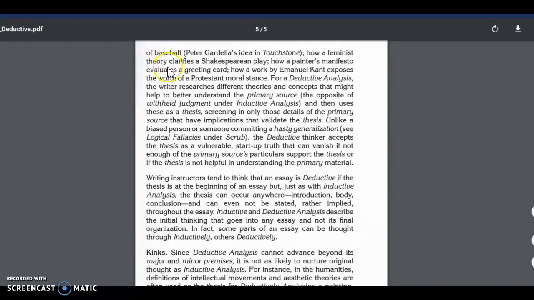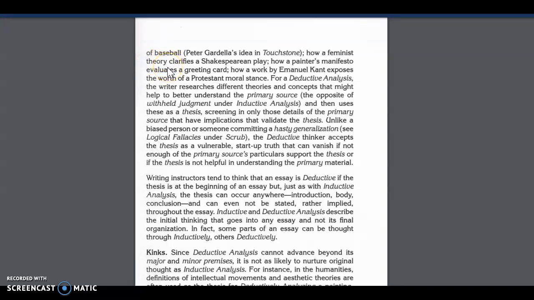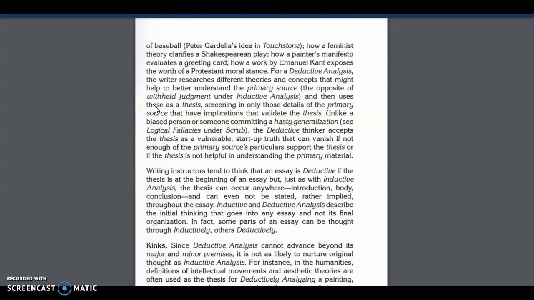How a feminist theory clarifies a Shakespearean play. How Painter's Manifesto evaluates a greeting card, or how work by Immanuel Kant exposes the worth of a Protestant moral stance. Okay, for deductive analysis, the writer researches different theories and concepts that might help to better understand the primary source, the opposite of withheld judgment under inductive analysis.